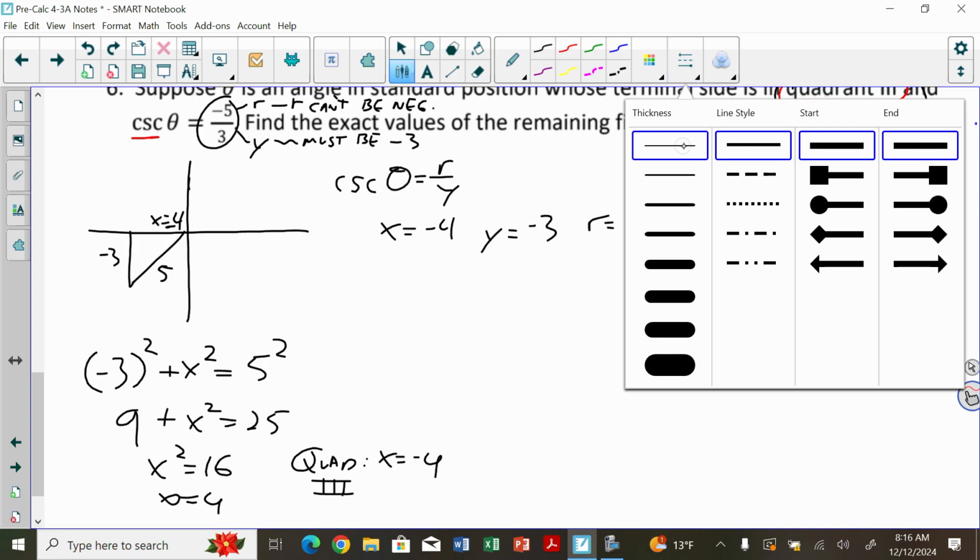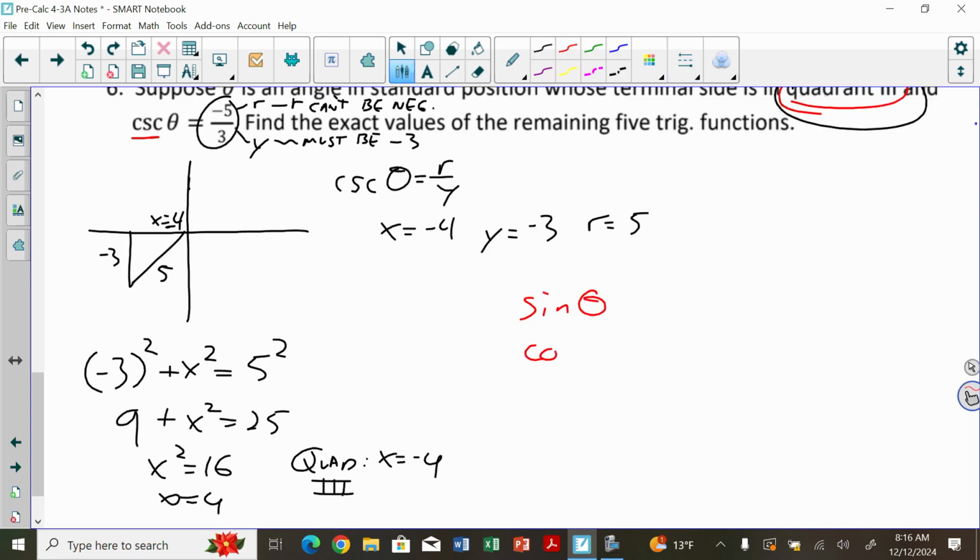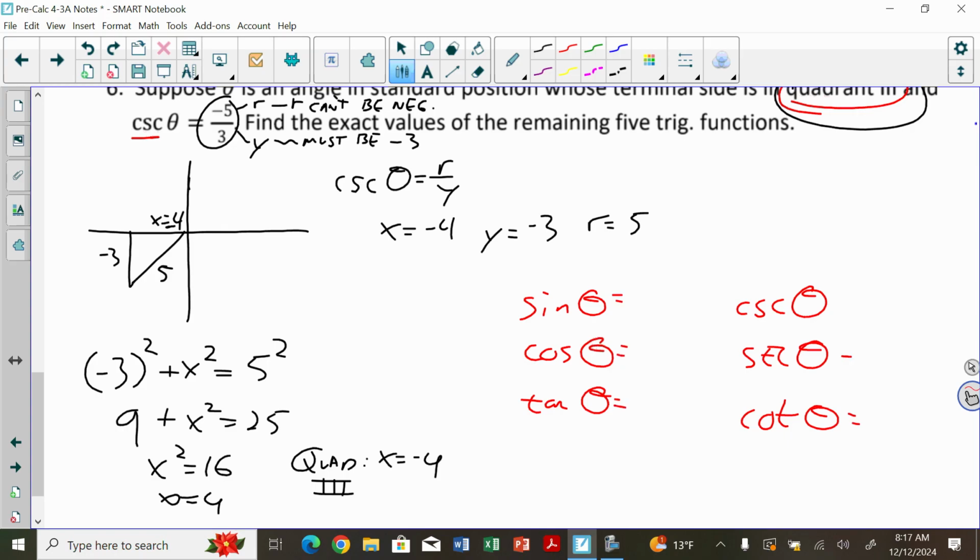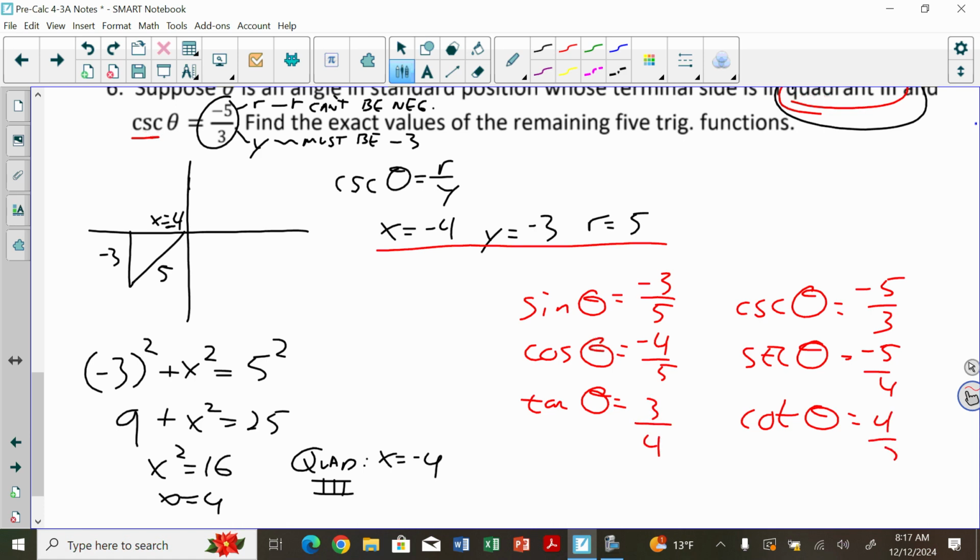So I'm just going to go ahead and plug in those functions here. Even though we have cosecant already, I just wanted to put all 6 down and get in the habit of doing that as well. Now we use these ratios. We have negative 3/5 for sine, which means that cosecant is going to be negative 5/3. We know that. Cosine is negative 4/5, so that means secant is going to be negative 5/4. And then tangent is 3/4, which means that cotangent is going to be 4/3.